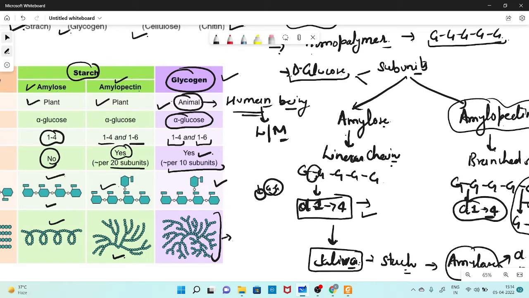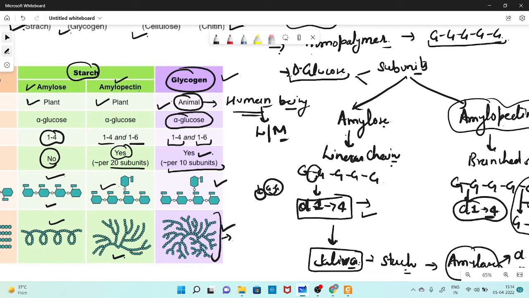So in case of emergency, when you need it, this type of glycogen storage is hydrolyzed and energy is released into the blood system, right? So this is about glycogen.